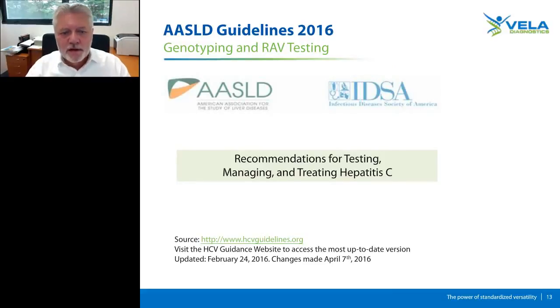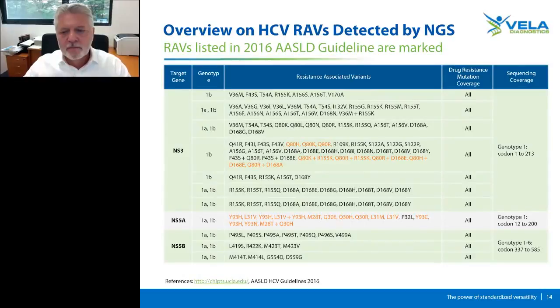All right. If you look at the AASLD guidelines, which came out in 2016, in April or May timeframe this year, for the first time, there's a recommendation not only on genotyping, which has been in the guidelines before, but also on testing for resistance-associated variants. And it's a very comprehensive document. The source is given here, but if you look at the summary table, which is shown here, for the RAVs, which are detected by the Vela assay, it's about 130 in total.